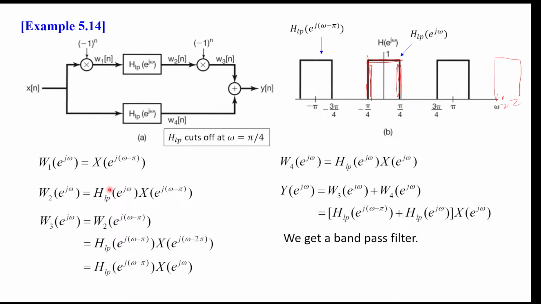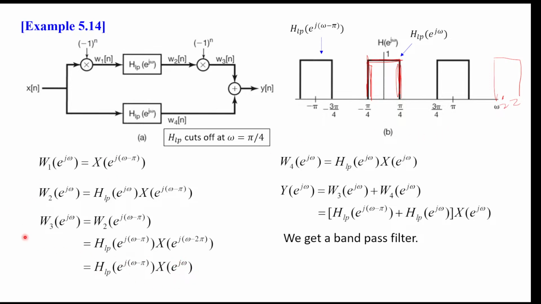So you see your low pass filter, this omega here, should be shifted by pi, and then your big X should be shifted by pi again, and so your big X will shift by 2 pi. But big X is a periodic function with period 2 pi, so big X shifted by 2 pi is just big X. And so you see that the end result of your big W3 here is you apply your low pass filter shifted by pi on your big X.